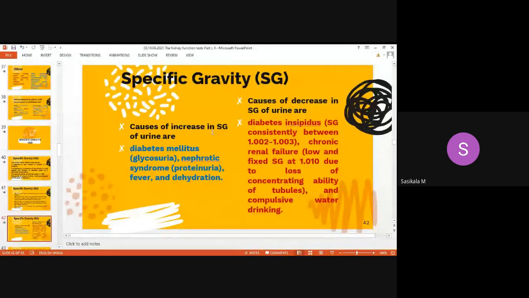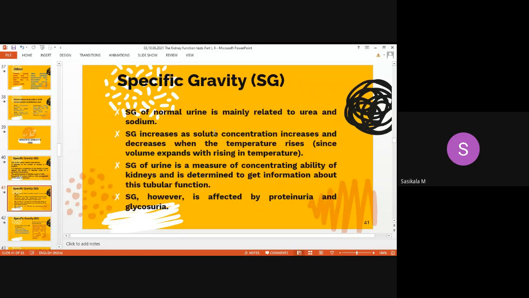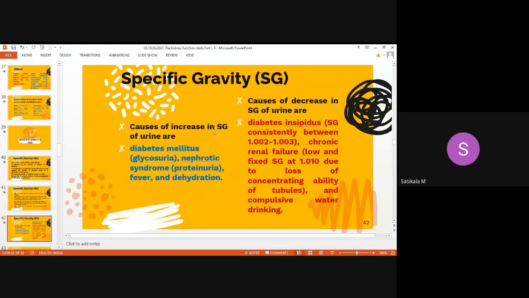Now, the causes of increase in SG of urine: in which cases will it increase? In glycosuria, in disease conditions, specific gravity will increase since solute concentration will increase. The causes are diabetes mellitus, that is glycosuria, then nephrotic syndrome, proteinuria, fever and dehydration. In all these conditions, specific gravity increases. Dehydration leads to increased specific gravity because solute concentration increases in dehydration.